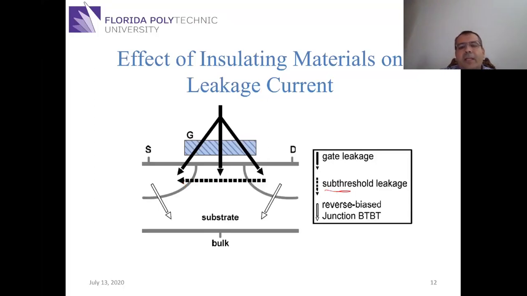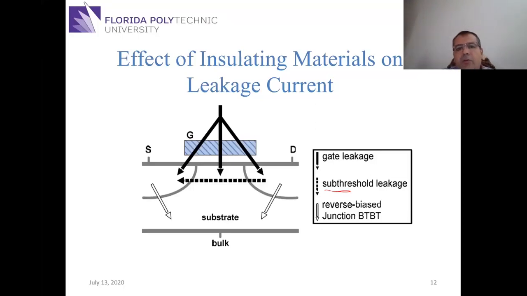And you have gate leakage, and this gate leakage is dependent on three factors, like electron conduction band, hole, valence band. Is there any question? Any question for me? Okay. Then the reverse biased junction, BTBT, which is this arrow with the white background.